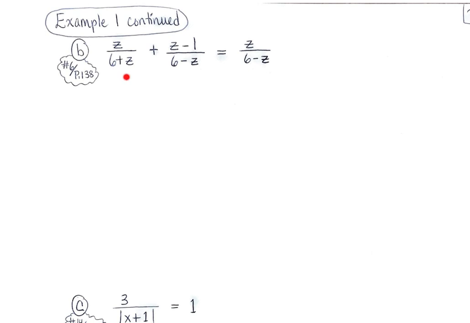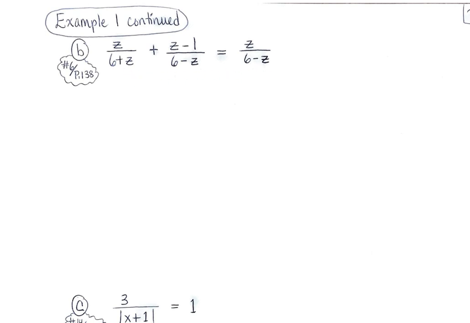So for this particular rational equation, it's a rational equation in one variable. What's the variable? Z. Good. So what do you think we want to multiply everything by here? 6 minus z. Is that it? Is that going to eliminate all the rational expressions?